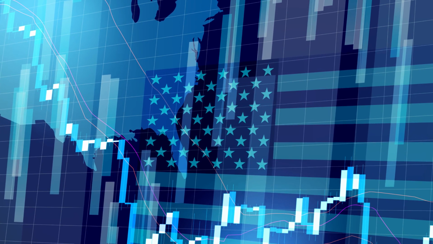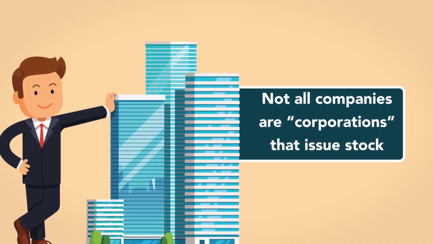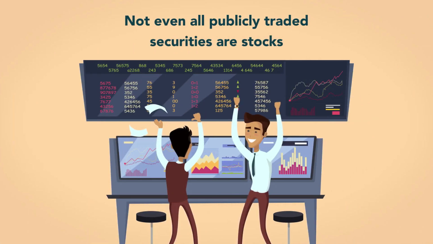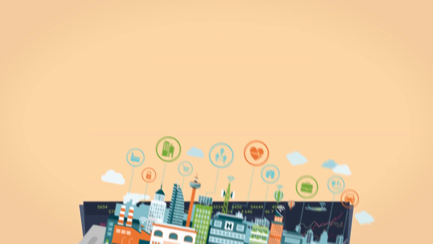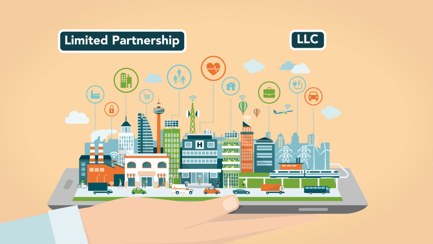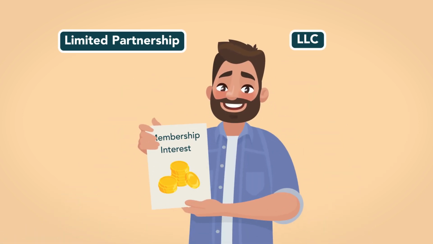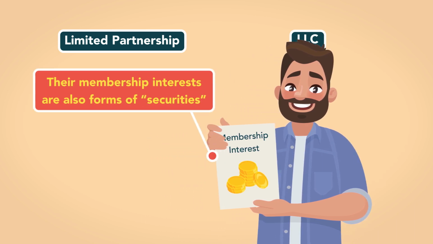Second, as capital markets matured, they've become more sophisticated. For instance, not all companies or corporations issue stock. Indeed, not even all publicly traded securities are stocks. During the 20th century, myriads of new business forms emerged. These include the limited partnership and the LLC. Membership interests in these entities are also forms of ownership, and as a result, their membership interests are also forms of securities.